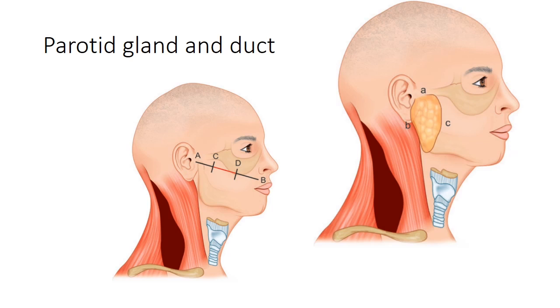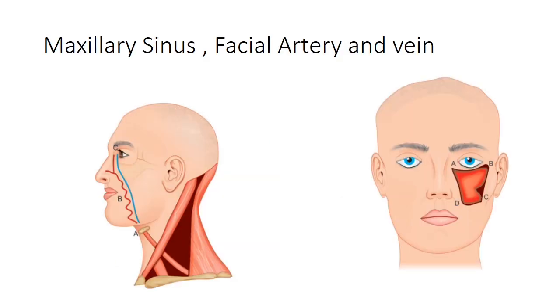Then the middle one-third of this line is the parotid duct. Here we also know it pierces the buccinator to open into the vestibule of the mouth at the level of the second molar tooth, right? So these are the structures, the parotid gland and the duct. Now we have the sinuses.